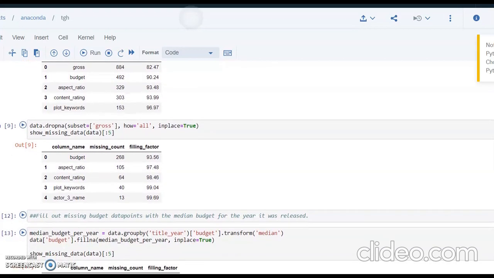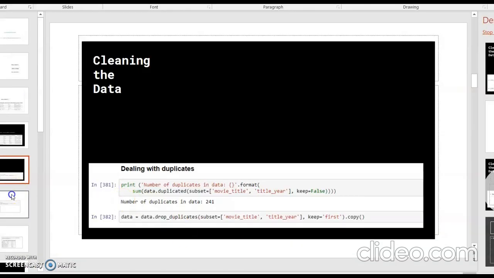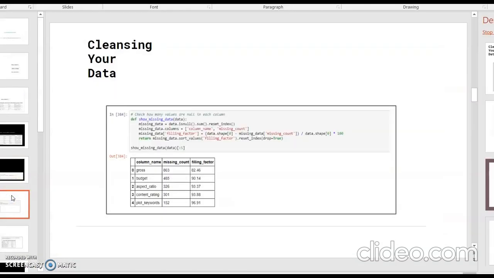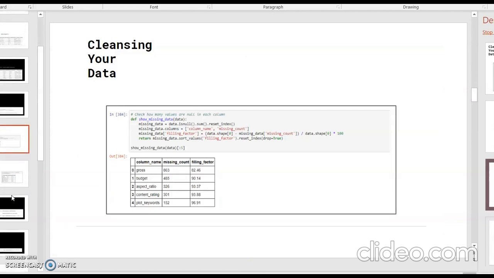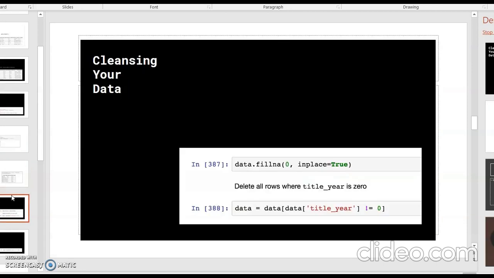Once we do that, we can get a good understanding of what's not available, and then we drop that data. Then we fill out the missing budgets with the median budget for the year it was released. Going back to the slides, this is the function we have. We're going to clean the data with that function, and then you cleanse your data more and more, dropping those values that are NA, not available, and then we cleanse the data more.